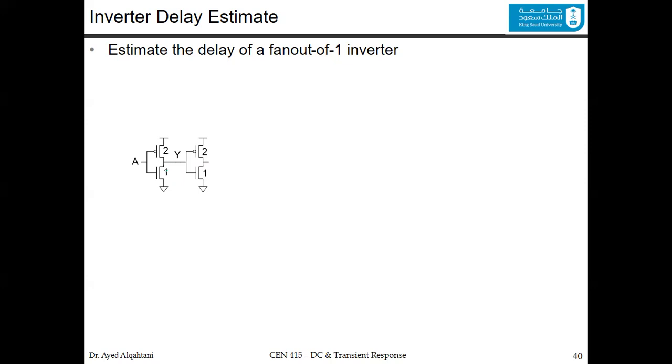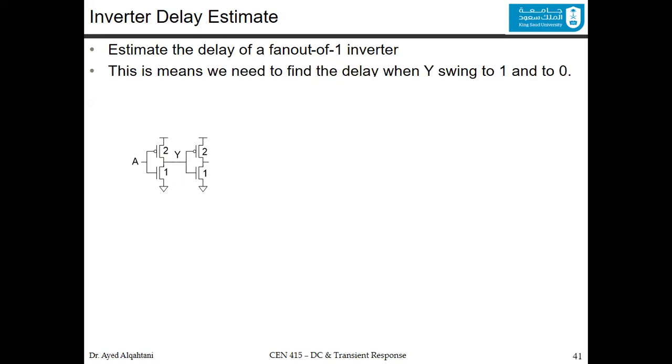Now, to calculate this, we will do it slowly by applying the model, so you understand what's going on. I know the inverter is 1 to 2, and we discussed this. This is the way I size the inverter. Now, this means that we need to find the delay when Y swings to 1 and when it's swinging to 0. It doesn't matter which one you choose, swinging to 1 or swinging to 0.